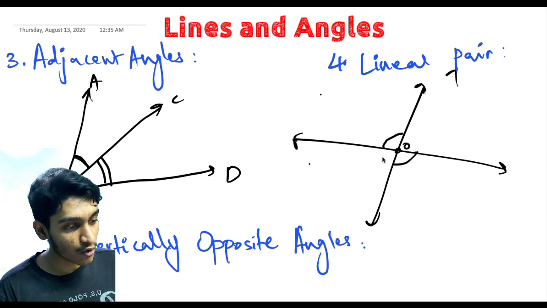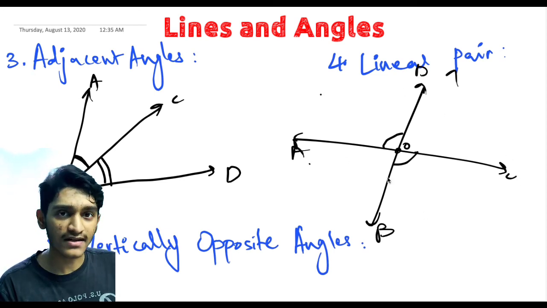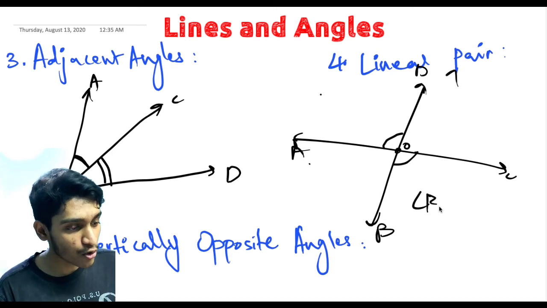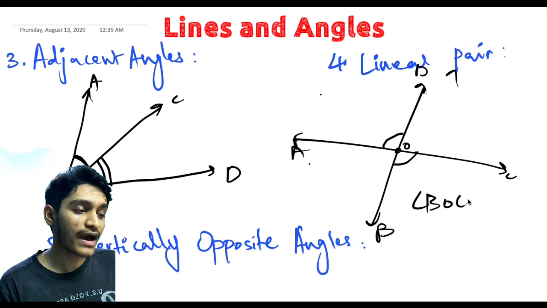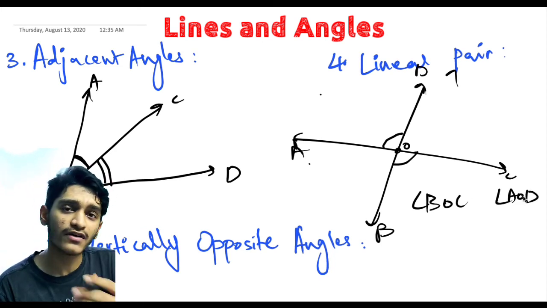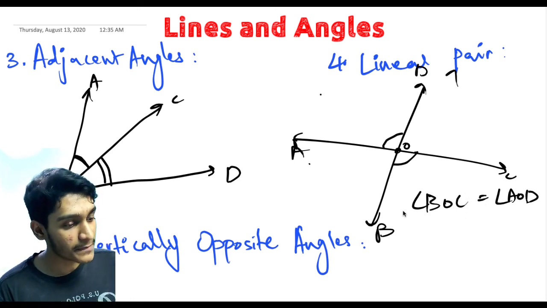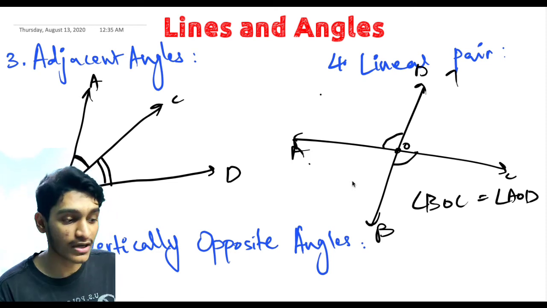So let me label the intersection point O, and the other points A, B, C and D. What are the vertically opposite angles over here? Angle BOC is vertically opposite to angle AOD. Now what is the property of vertically opposite angles? Well, vertically opposite angles are always equal. So angle BOC is equal to angle AOD.